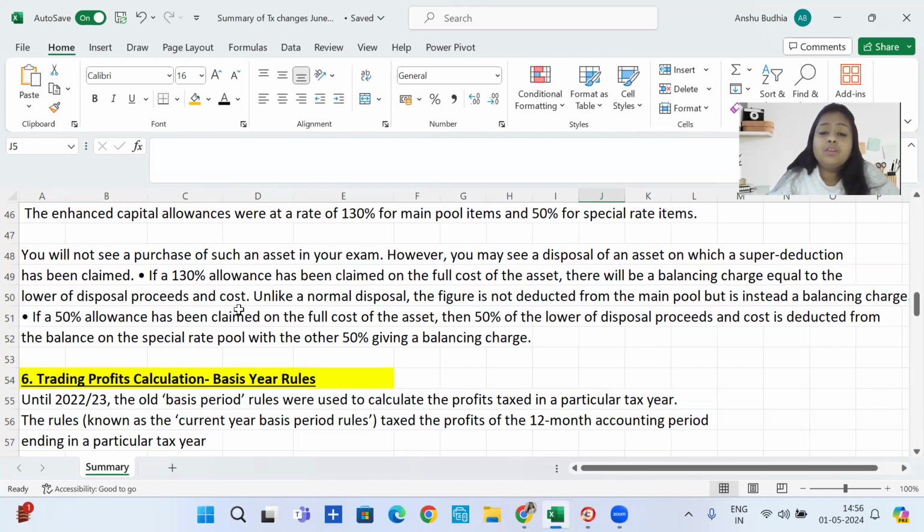Then also, will we reduce the entire amount? No. Now what you would do, you would take the lower of disposal proceeds and cost. You will take that amount. Suppose that amount is 50,000. Now of 50,000, 50% will be balancing charge. Why? Because at the time of purchase of that machinery in special rate pool, we took 50% as first year allowance. And the remaining 50% would be reduced from the special rate pool like we normally do for disposal of assets. I know it seems a bit confusing, so let's quickly take a question and understand the same.